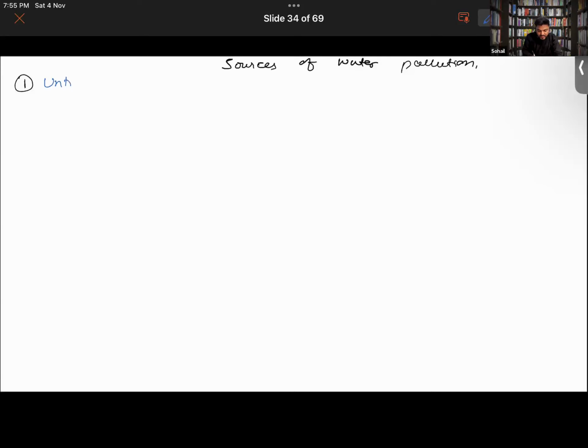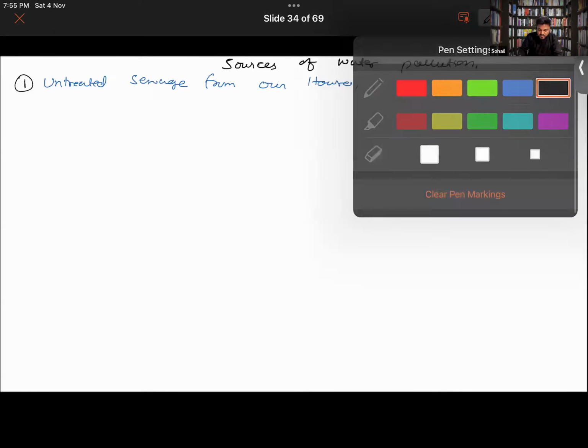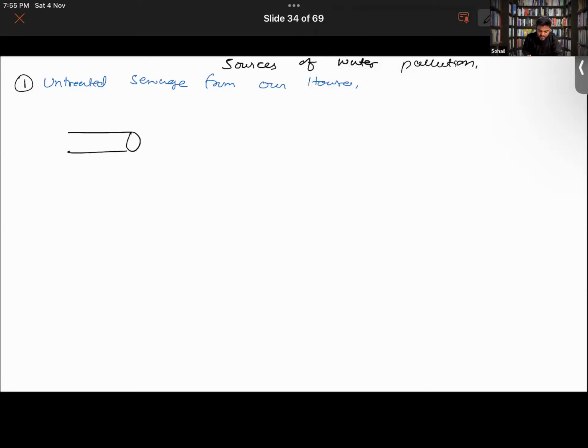So untreated sewage from our houses, right? The waste that is coming from our house mainly consists of the biotic component, or biotic waste, we call it. Okay, and then the abiotic waste also. Why do we call it biotic waste? Because it consists of microorganisms in it, right?